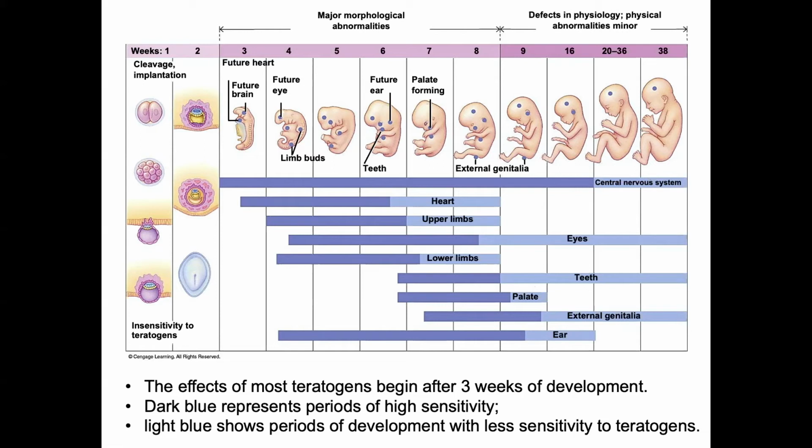You can also see that teratogens cause major morphological abnormalities in the first 8 weeks. Why is that? This is because major organs form during the first 8 weeks. Any damage from teratogens in this period would interfere with organ development.